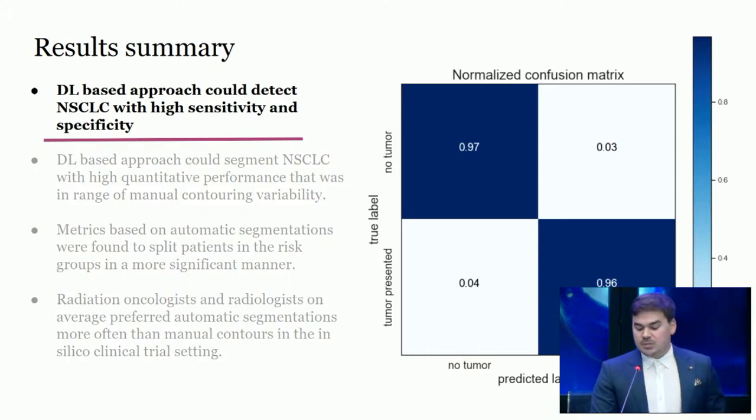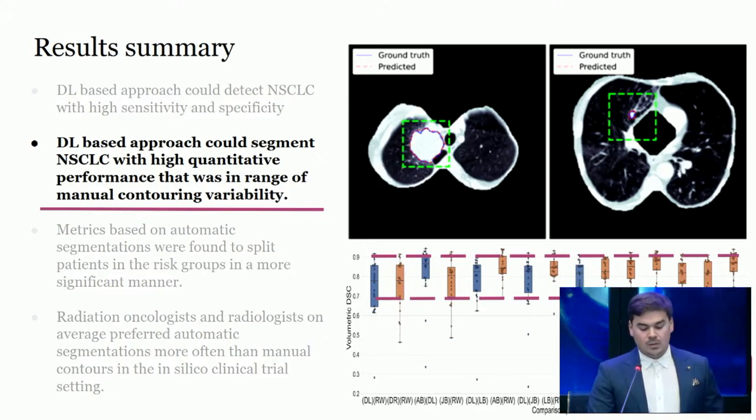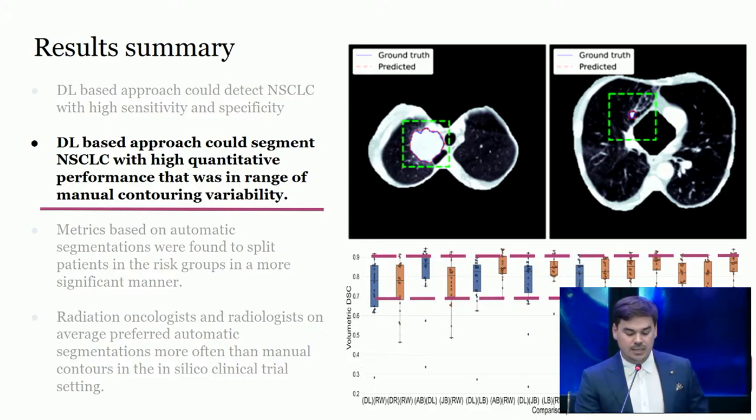So for the quantitative detection performance, we show that our deep learning-based approach could detect non-small cell lung cancer with high sensitivity and specificity on both test and external validation datasets. For the segmentation point, we have also shown that our model was able to segment non-small cell lung cancer with high performance, and was also in range of manual contouring variability. And additionally, we also reported a wide range of quantitative metrics with regard to multiple imaging and tumor characteristics, including slice thickness, tumor size, tumor location, and tumor complexity.